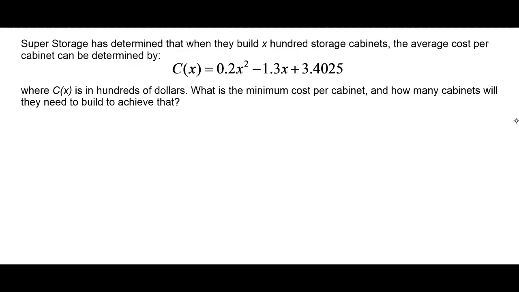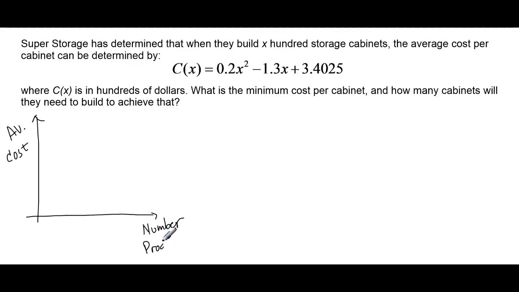This company called Superstorage, they build storage cabinets, and they've figured out that the average cost per cabinet follows this sort of a graph here. And let's talk briefly about what we expect that graph to look like before we even look at the equation. If you graph your average cost versus the number of things produced, something's going to happen with this graph here.